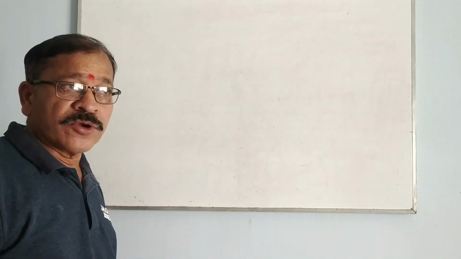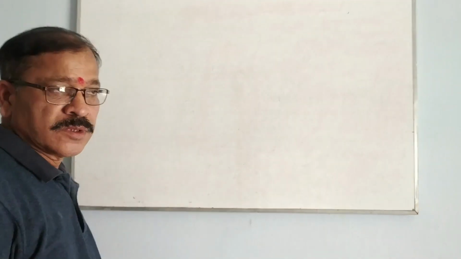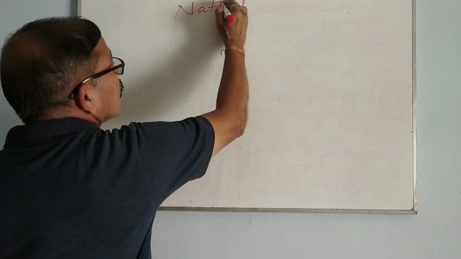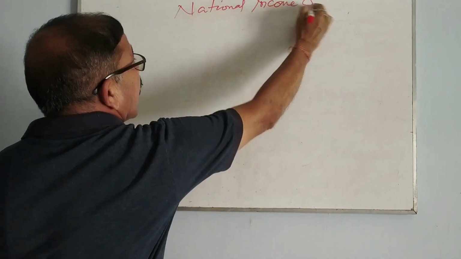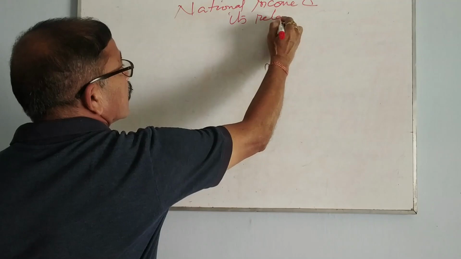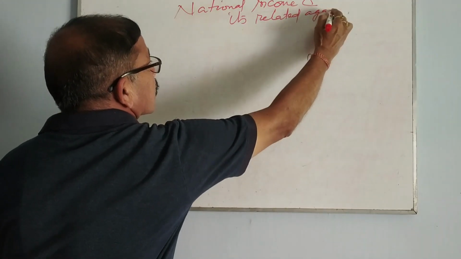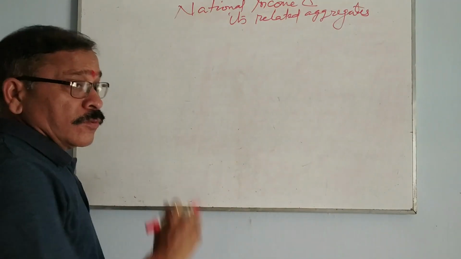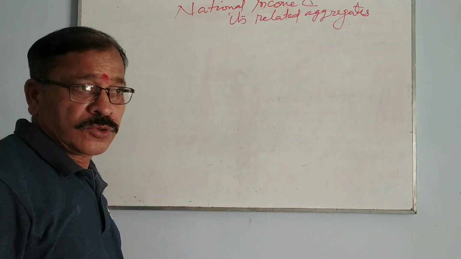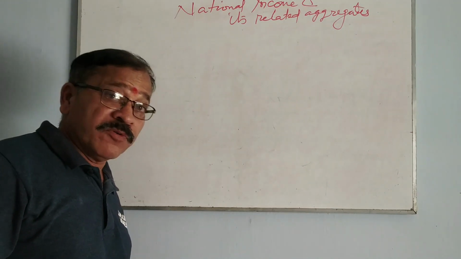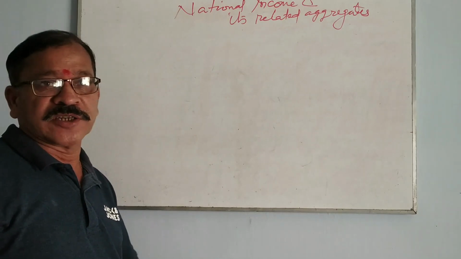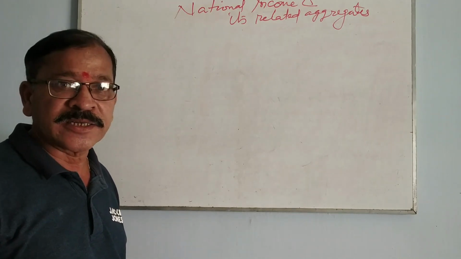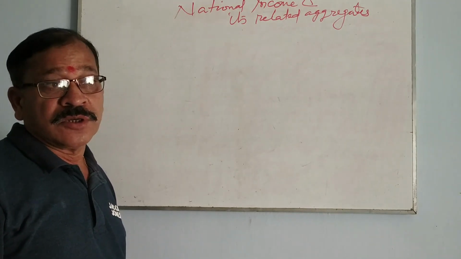Today we are going to discuss chapter number 2, and the name of the topic is National Income and its related aggregates. Okay? Now, before we go into the details of national income, we should understand there are certain aggregates, and those aggregates we should know.